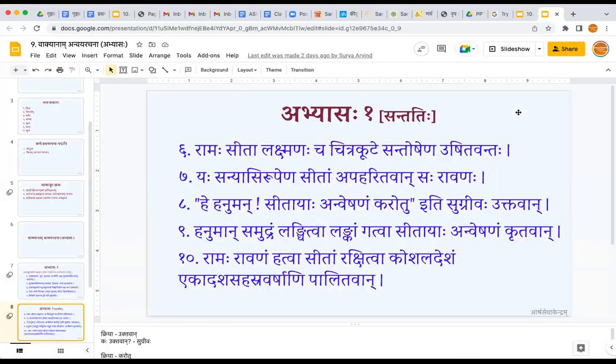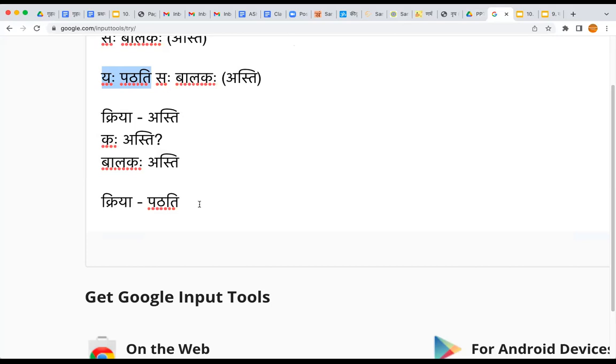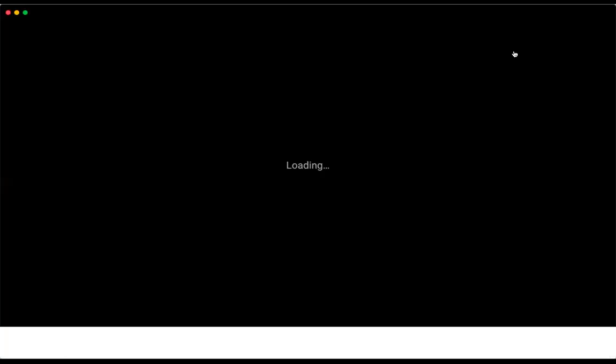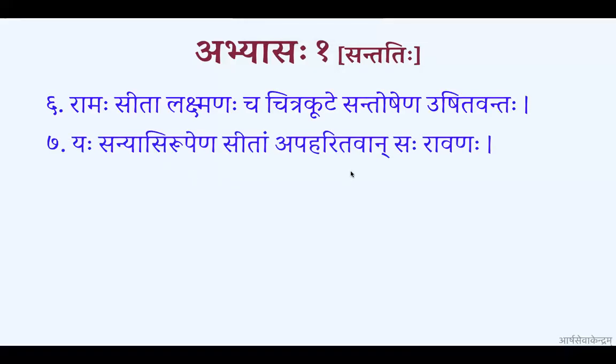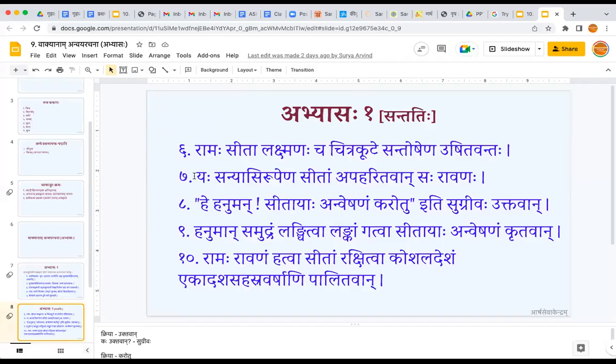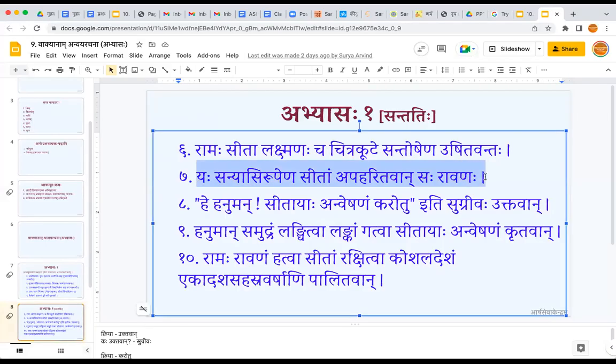Anu Mahodaya. Vadati Mahodaya. Can you please write down everything for this sentence? So Priya is Pathati, Kaha Pathati, Yaha Pathati. That's all. For this sentence, Mahodaya, Yaha Sannyasi Rupena Sita Aparitavan. I will write it. Let us first finish. Let us first finish it, and I will write it. Thank you, Mahodaya. Okay. I see what you're saying. Okay. I will write it as Kanchan Mahodaya is talking.